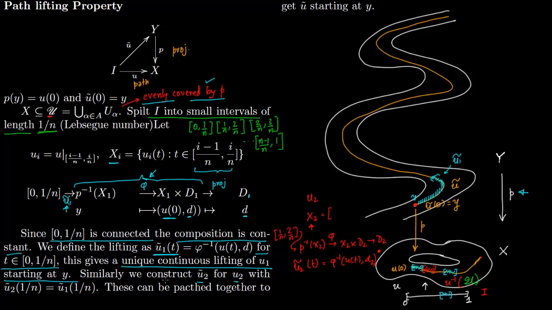And the only thing you will say is that you will keep the endpoint of the first path equal to the beginning of the second path. So this path which ends here is u1 tilde of 1 by n. This has to be equal to the starting of the second path, which is u2 tilde of 1 by n, and you just patch them together to get a u tilde starting at y.